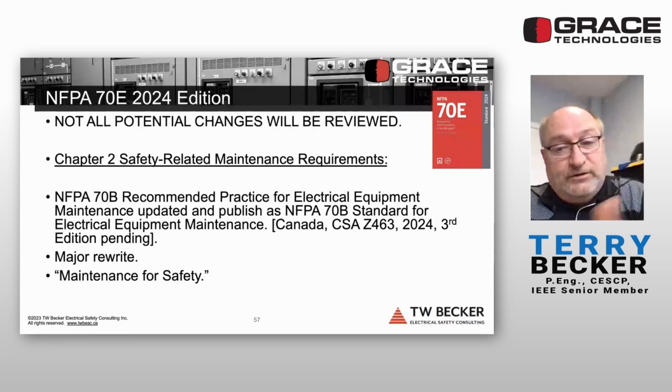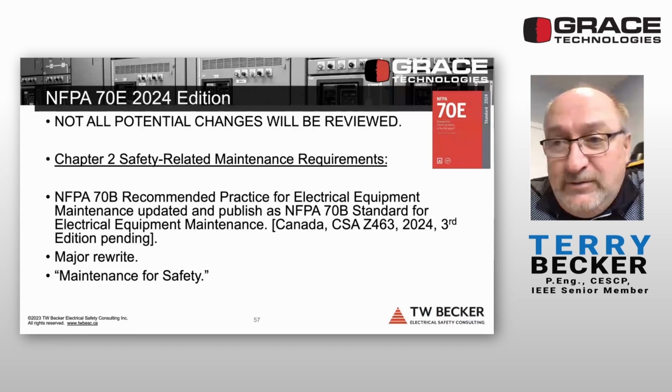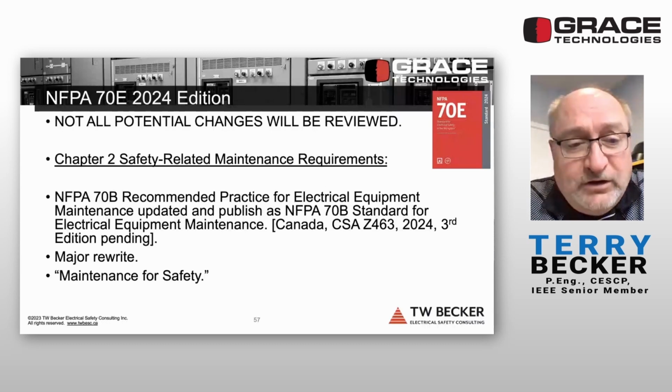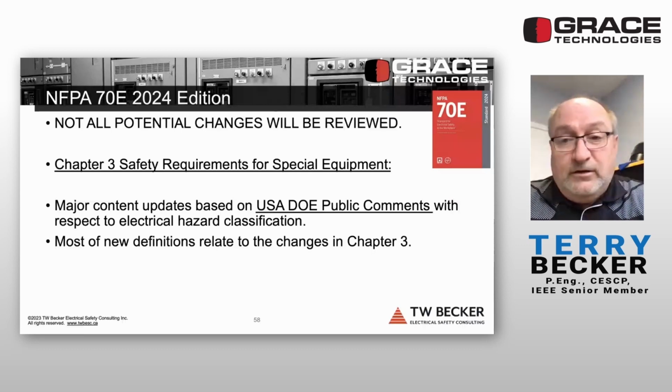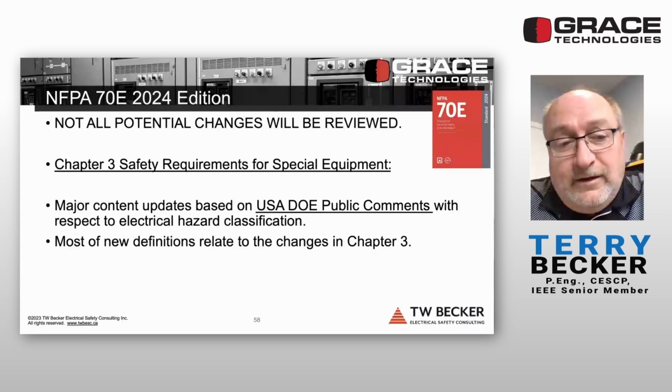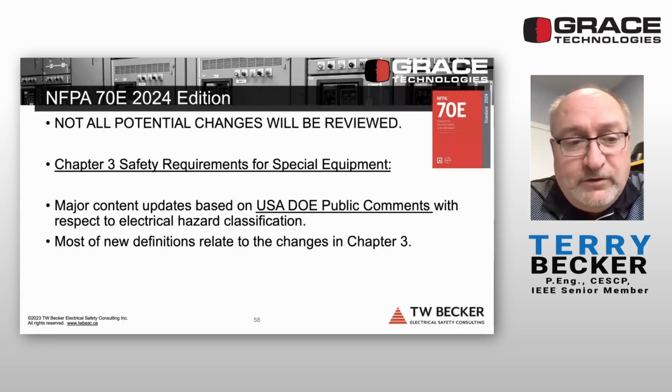And chapter 2, I'd just say be aware of the new 70B 2023 edition, and it has changed fundamentally. It puts the focus on maintenance for safety. Chapter 3 in 70E, this is where I said the US DOE changes are the most significant, with all the definitions moving out of the articles. Make sure you're aware that the information with respect to different electrical equipment doesn't apply to standard AC and DC electrical equipment.